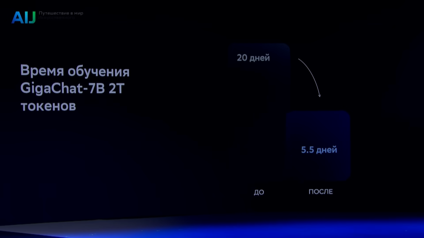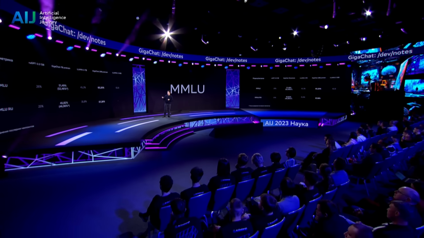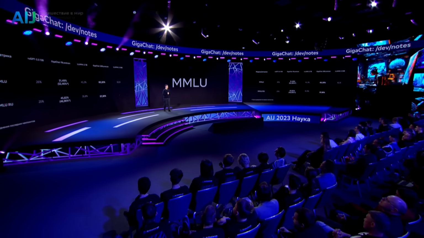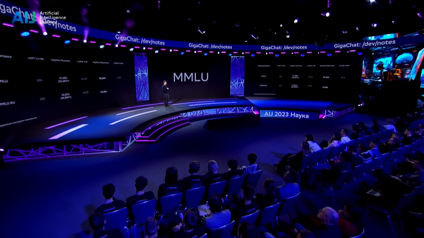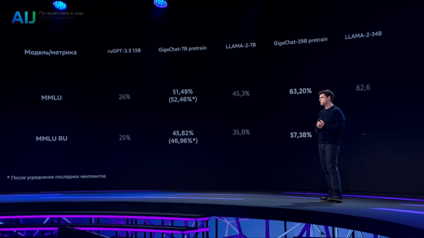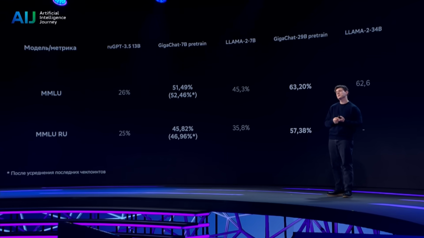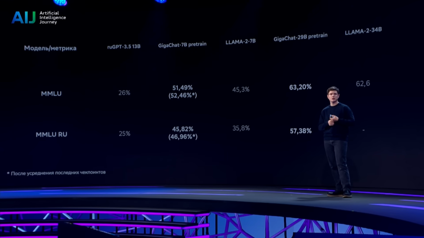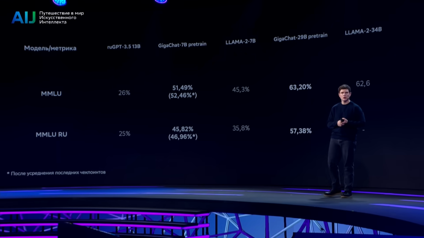The attentive people in the audience will remember that I showed 10 days, but now we do it in an even shorter time. And now about the metrics. I just wanted to briefly describe the metrics. The MMLU metric that I described earlier: 13 billion parameters with the older GigaChat and the new generation 7B and 29B. What's interesting is that we are ahead of the foreign neural networks on the English language benchmark.